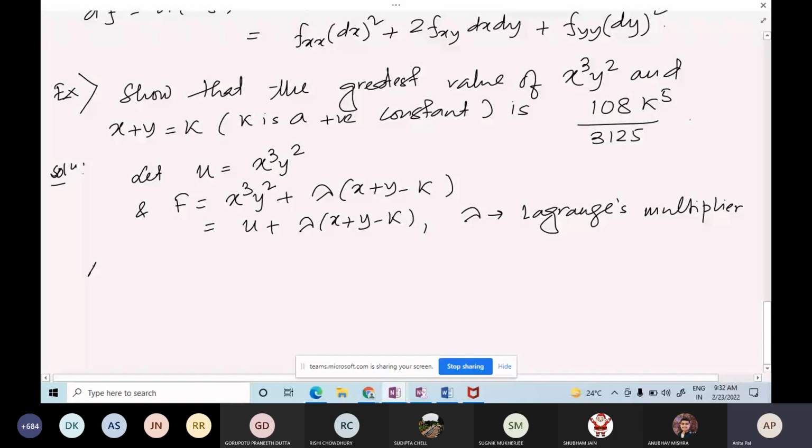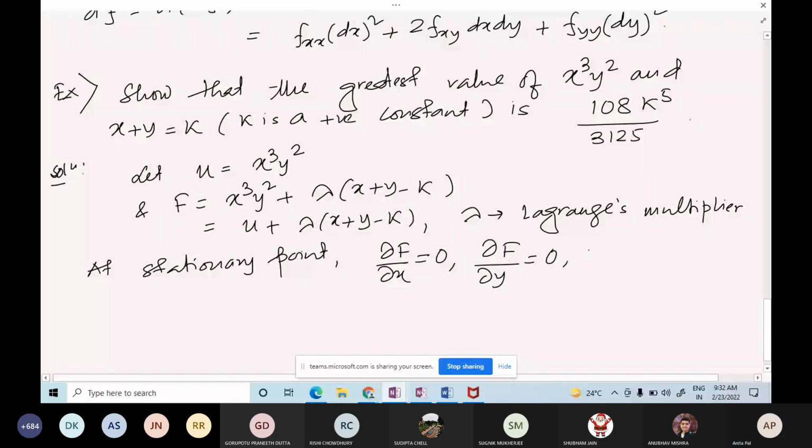So at stationary point, what we know? At stationary point, del F del x is 0, del F del y is 0, del F del lambda is 0. So please find out all these values. What is del F del x, what is del F del y, and what is del F del lambda. So solving, we have to get the stationary point.